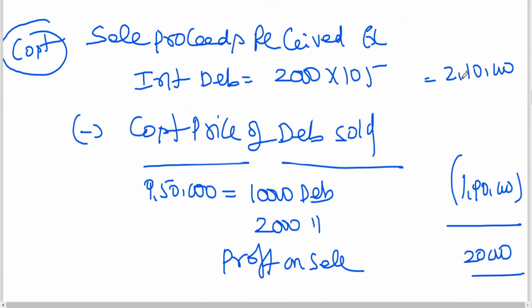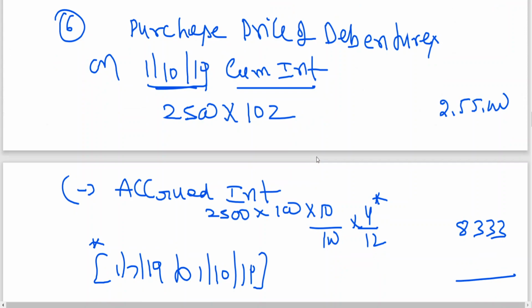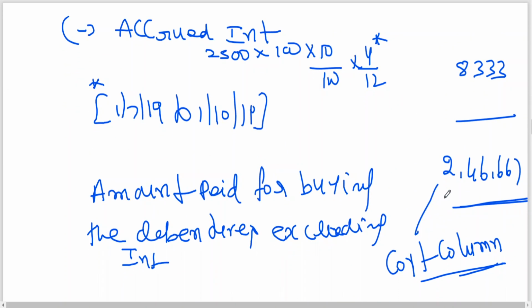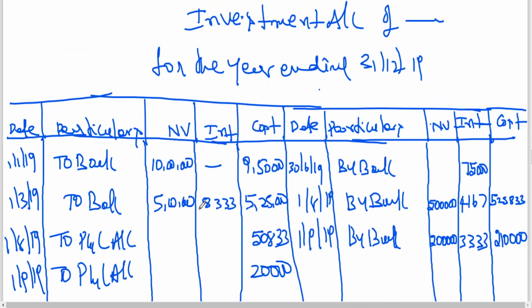But I told you this is not including interest. If it is including interest, interest is to be deducted. That means either it is a cum interest or ex interest. You have to calculate accrued interest. Okay. Then next, after that, we went for purchase of debenture. What is the date? 1st October 2019. This is cum interest, no? Cum interest means I told you what is the amount to be taken to cost column: 2,46,667. Interest column 8,333. What is the nominal value? 2,500 into 100. So 1st October 2019.